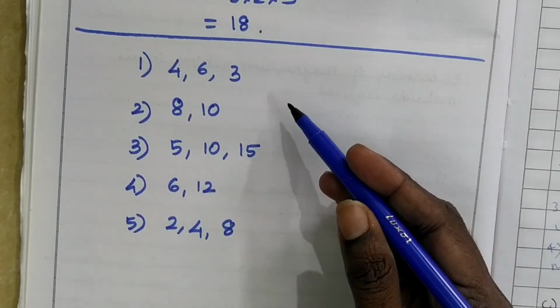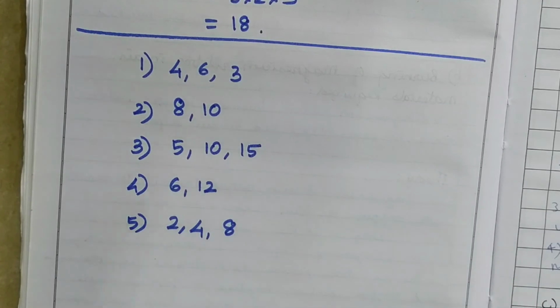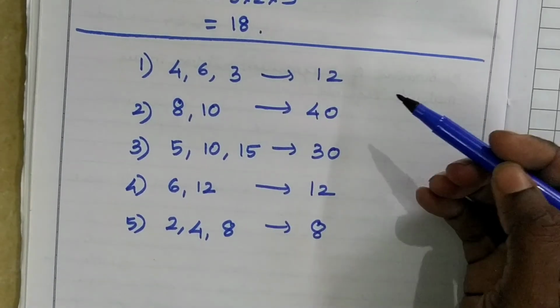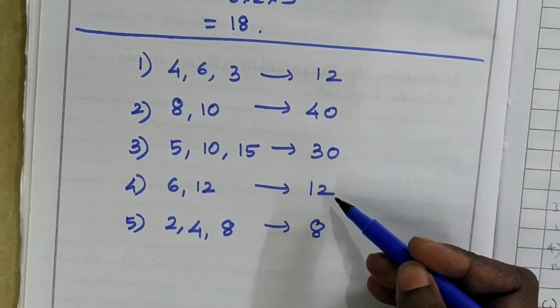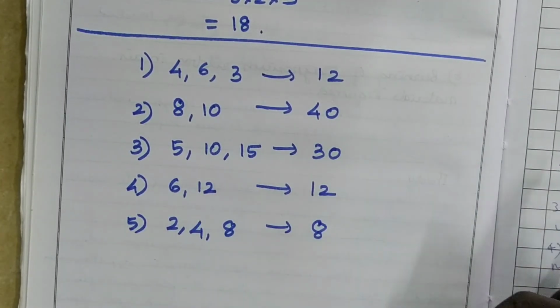Now do the sums. Find LCM for these and come back and check your answers. Now check your answers: 12, 40, 30, 12, 8. If you got these answers, you understood LCM.